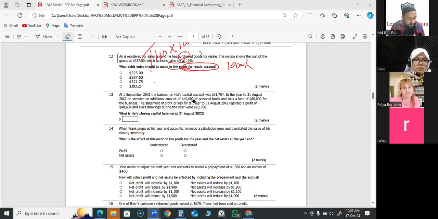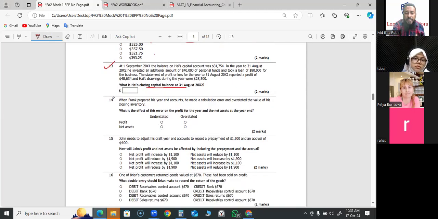Okay, moving to the next question. I think we have done 12. Number 13. Got to be faster. Yep. 13. What is Hayes' closing capital? Interesting, nice and good questions, I would say. At 1st of September 2011, dates are very important, remember. 1st of September, they said the balances capital account is this in the year 31st August. So 31st August is the year end 2022, and 1st of September is the year start.